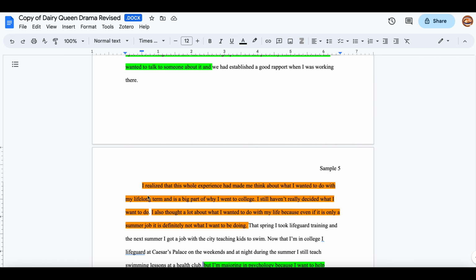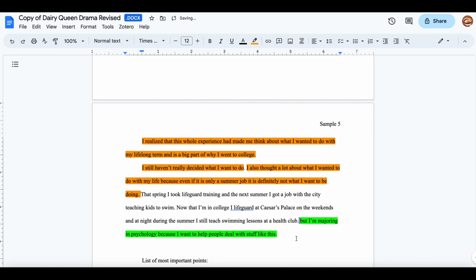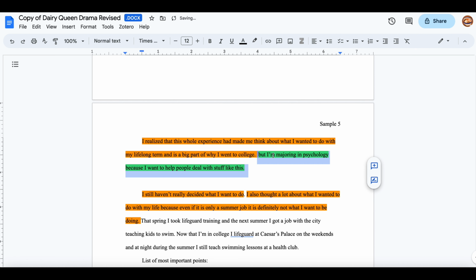So now just to investigate, I realized that this whole experience had made me think about what I wanted to do with my lifelong term, and is a big part of why I went to college. So they're mentioning college. I'm not making these separate paragraphs for reals. I'm just making them temporary separate paragraphs. I'm going to move this up here because I talked about college. Majoring in psychology just automatically goes right there, right? That's what I would say.